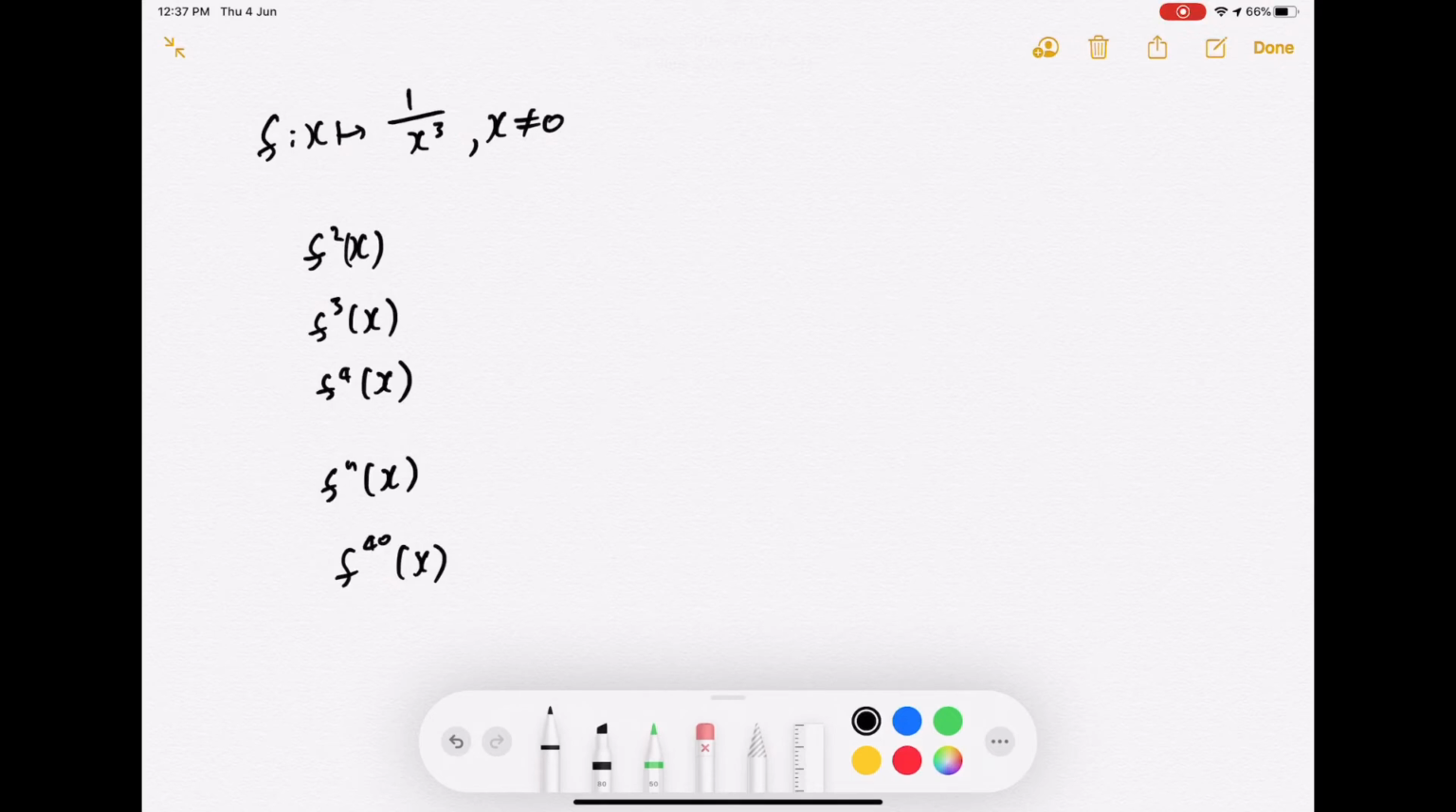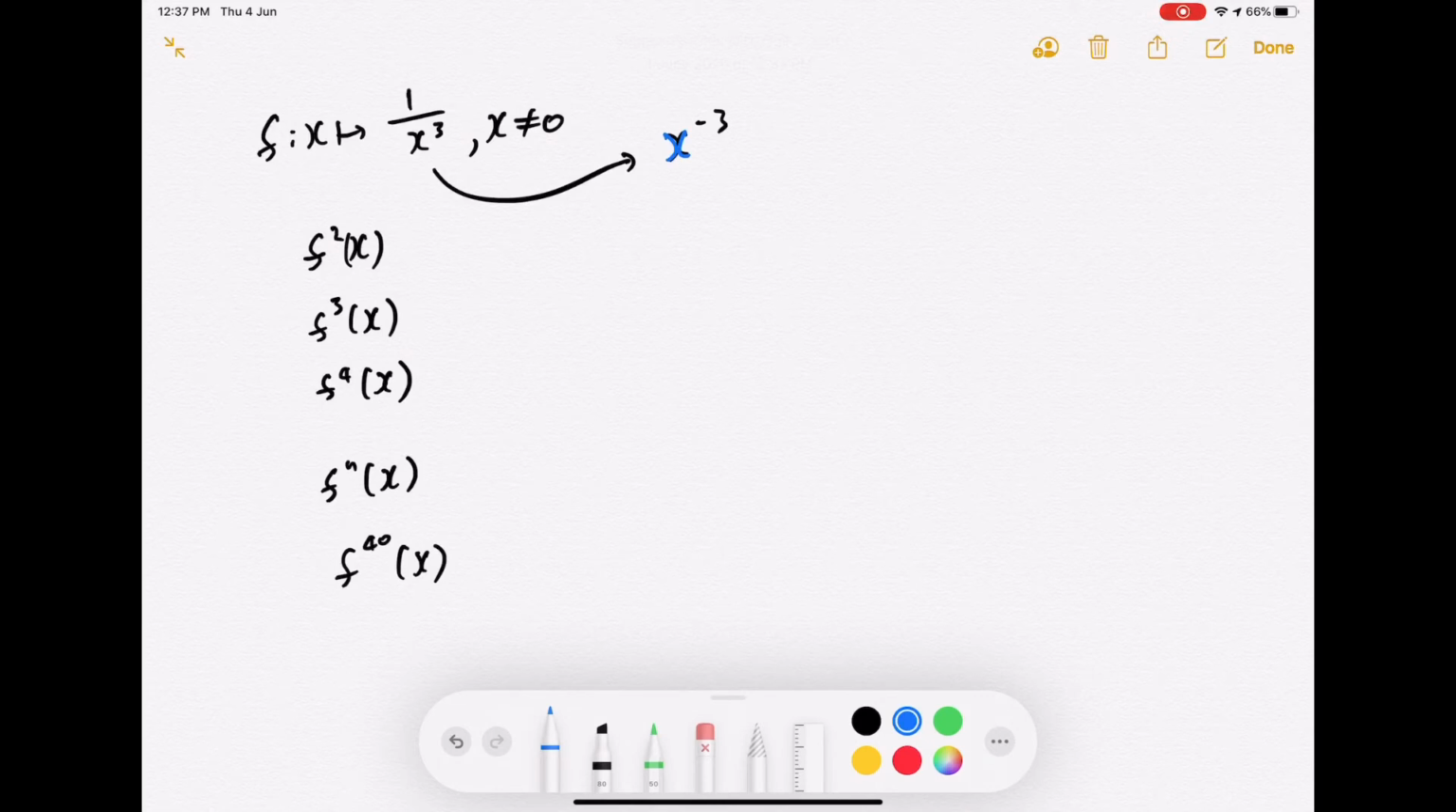So we're going to write 1 over x to the power 3 as x to the power negative 3. It's much easier to see in this way. Now for f squared x, because of the square there, we're going to substitute one of the fx inside this x here. So we're going to substitute an x inside that.